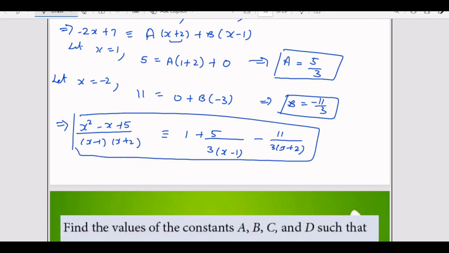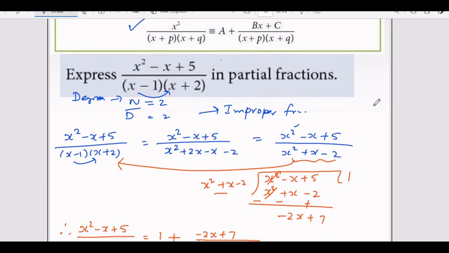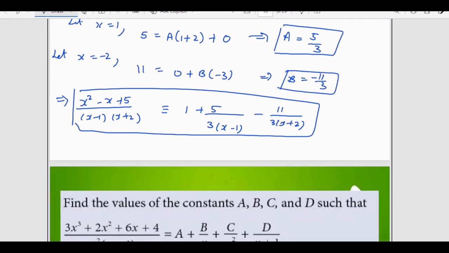So we have used here in this example the long division method. Apart from long division, you can directly use this also, but it will give you the same answer, right? So I hope that's clear now.